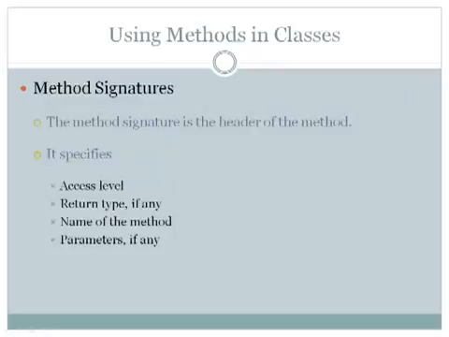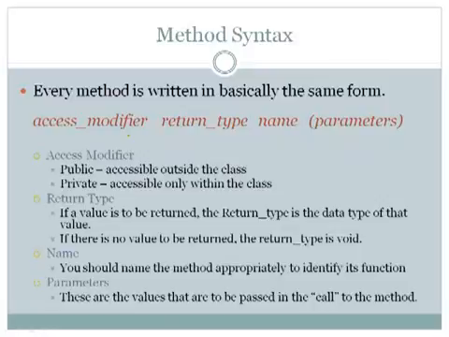Okay, a method signature is basically the header of your method. It's going to tell you the access type, if there is a return type, what it is, the name of the method, and then whether or not there are any parameters, and if they are, what. So let's take a look at that a little more closely.